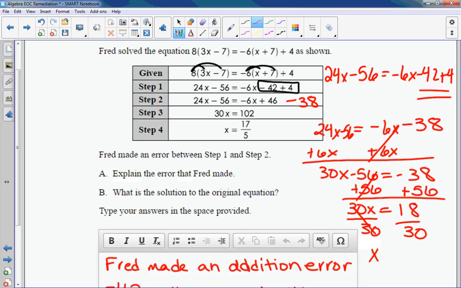18 over 30, divide the top by 2, gives me 9. Divide the bottom by 2, gives me 15. 9/15. However, we can keep dividing that. We can divide both of those by 3. So let's reduce it again. It would be 3/5. Divide the top by 3. 9 divided by 3 is 3. 15 divided by 3 is 5. Therefore, we would go down to our answer.